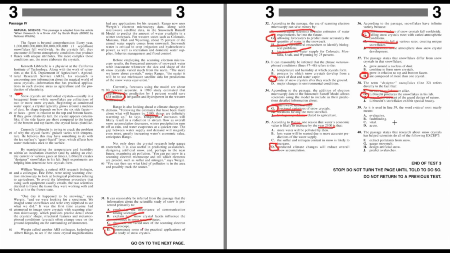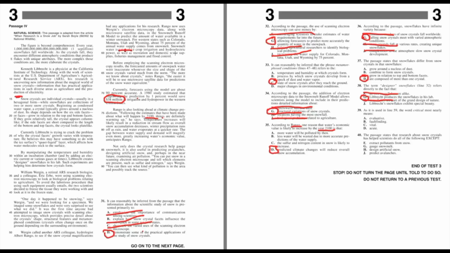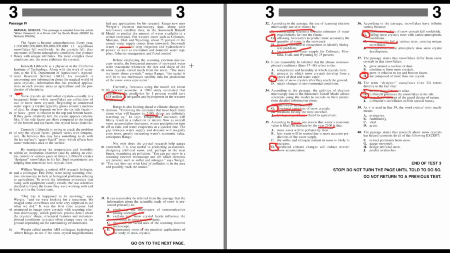Now for 39, as it is used in line 59, the word critical most nearly means, so let's go to line 59. See right here, critical is used. So snow meltwater is critical to crop irrigation and hydroelectric power, as well as recreation and domestic water supplies, fishery management, and flood control. So you can use your prior knowledge. Just kind of assume that water is pretty important for hydroelectric power as well as crop irrigation. So you think that critical is most likely going to mean something along the lines of important.